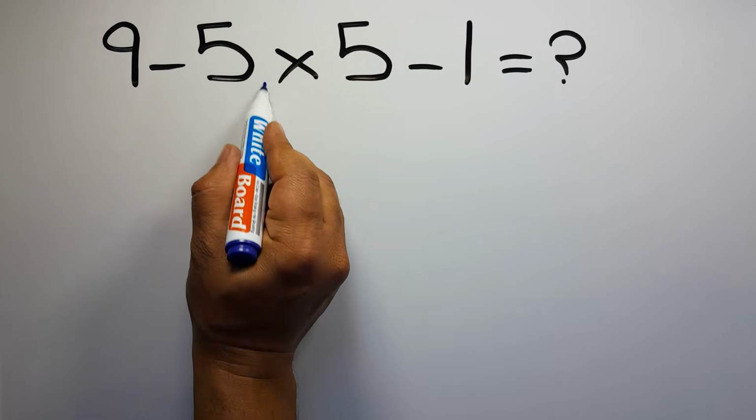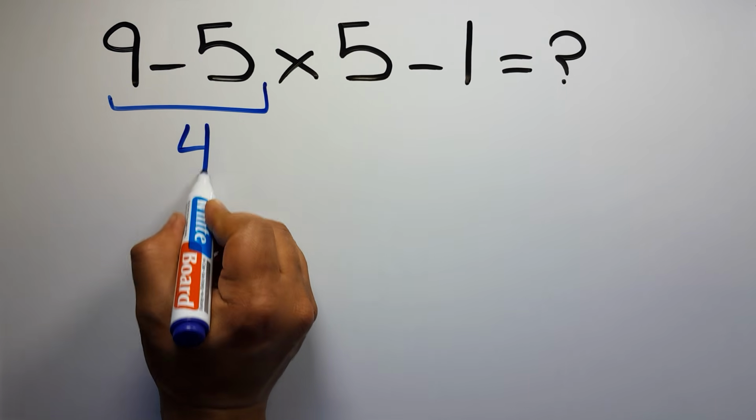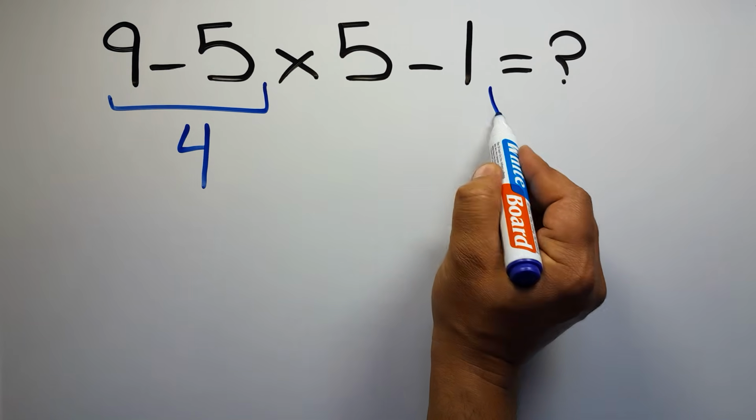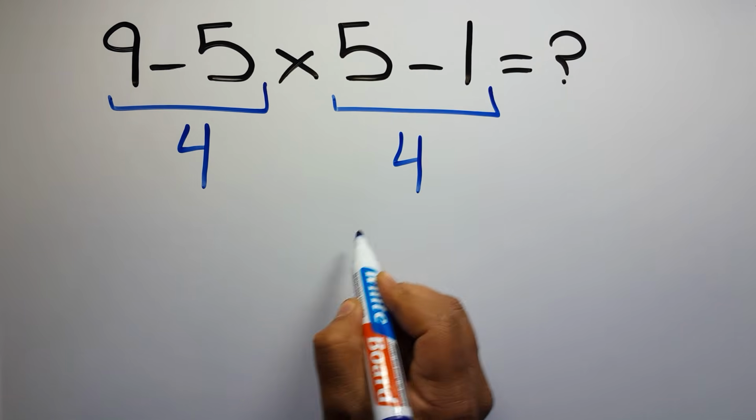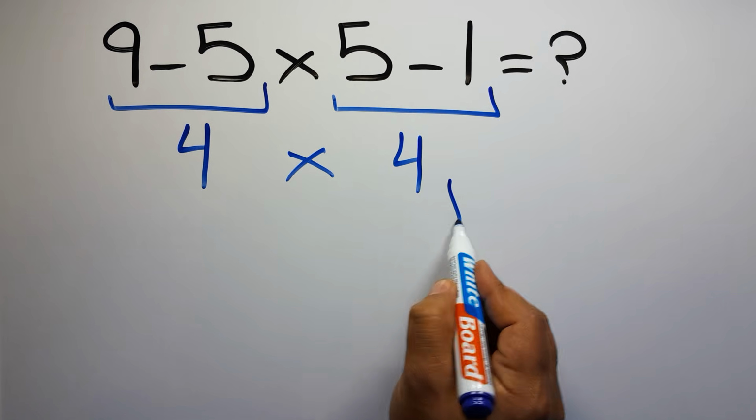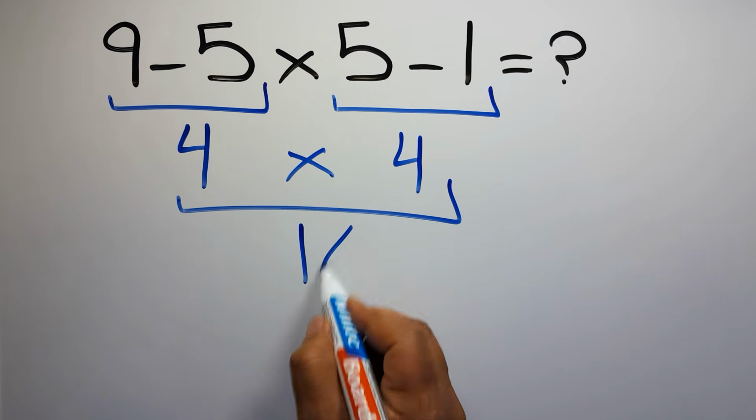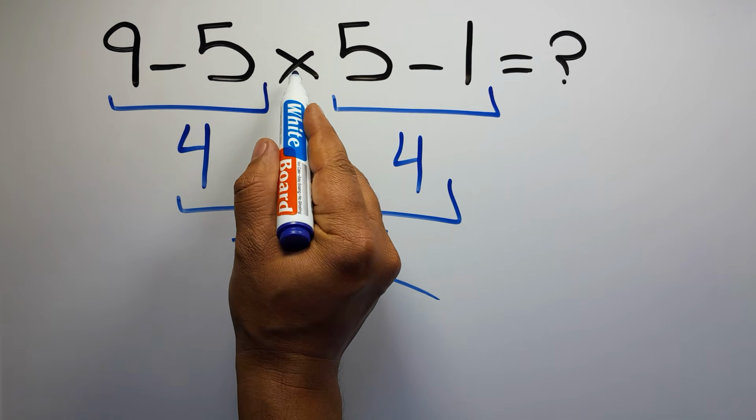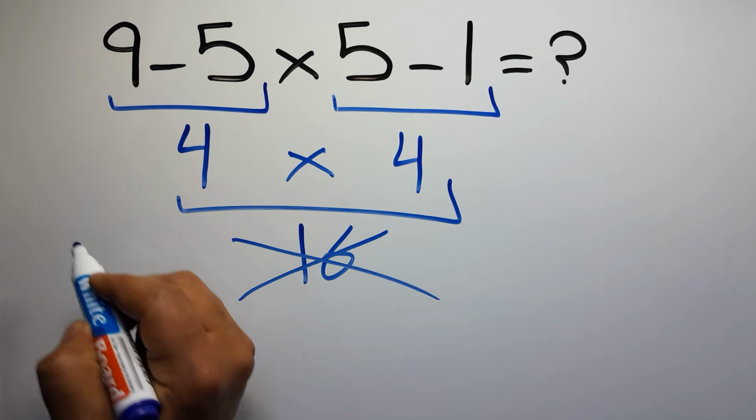9 minus 5 gives us 4. And here we have 5 minus 1, which again equals 4. So 4 times 4 equals 16. But this answer is not correct, because according to the order of operations, multiplication has higher priority than subtraction.